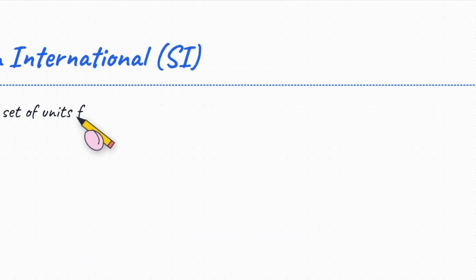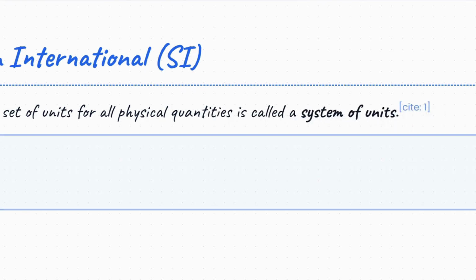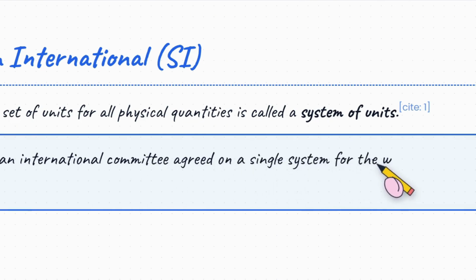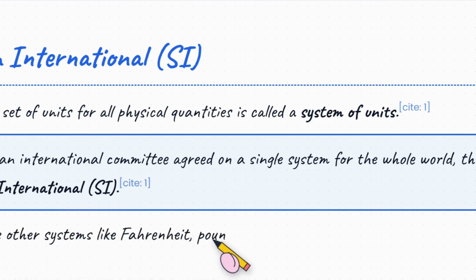A complete set of units for all physical quantities forms a system of units. In 1960, an international committee agreed on a single system for the whole world known as the System International, or SI. While we can use other systems for convenience, in science we must always use SI.